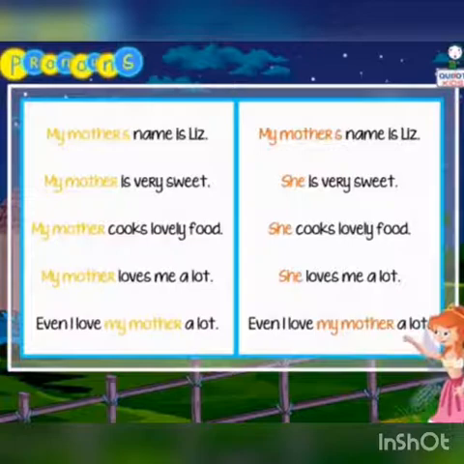Don't you think that the second paragraph sounds much better than the first one? This is because the second paragraph uses pronouns instead of using the words my mother again and again. This is the precise use of pronouns. So children, I hope you love stories. Let's learn more about pronouns through a short story.